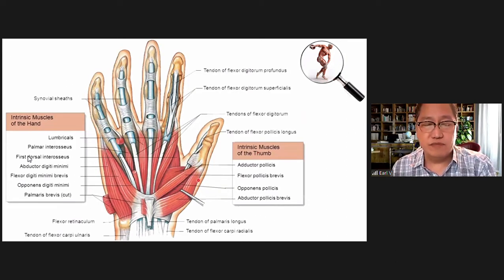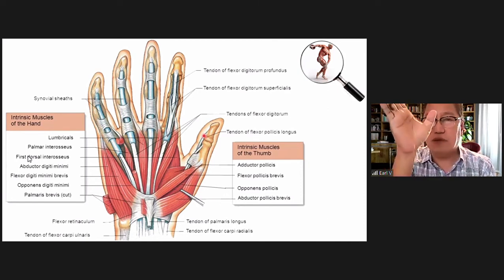So, ito yung thenar muscles. These are intrinsic muscles of the thumb. This is adductor, the one that pulls the thumb towards the palm. This is the flexor pollicis brevis. The flexor pollicis brevis is the one that flexes the thumb more on MP joint. And there are the flexor pollicis longus. Yan, kita mo? It flexes the tip of the thumb.